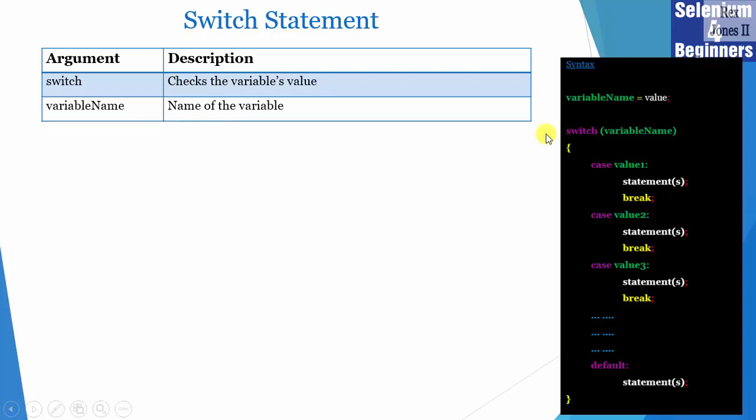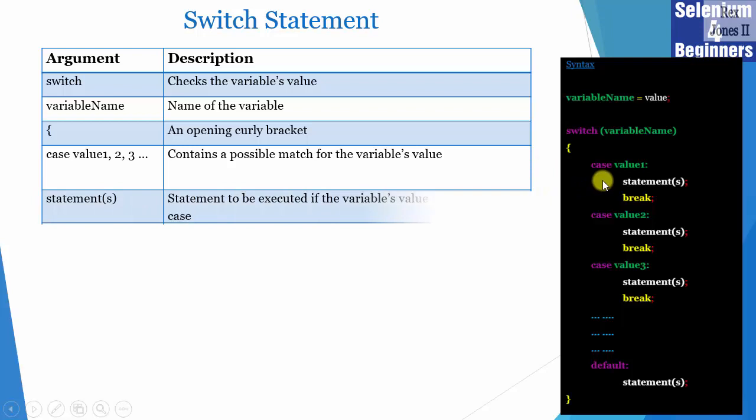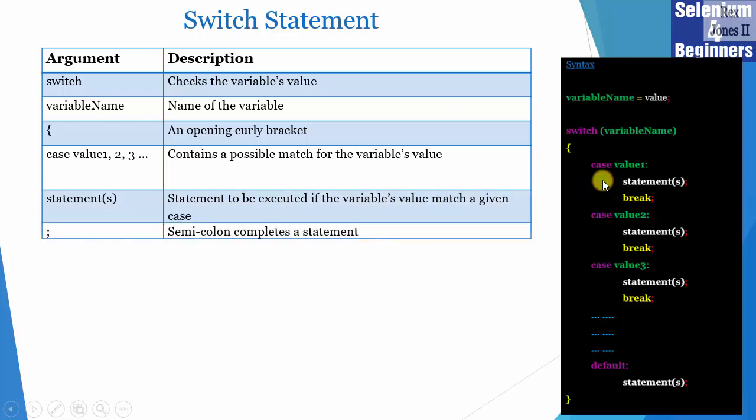After the variable's name, we have the opening bracket followed by the case values. The case values verify if there is a possible match for the value. If there is a match, then our program executes the associated statement. The semicolon completes the statement or block of statements. Next is the break keyword.